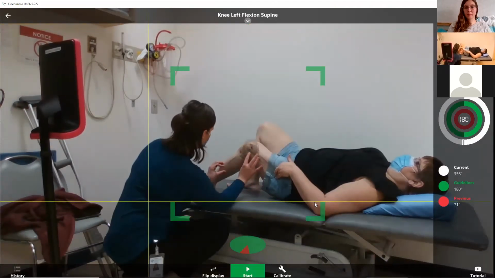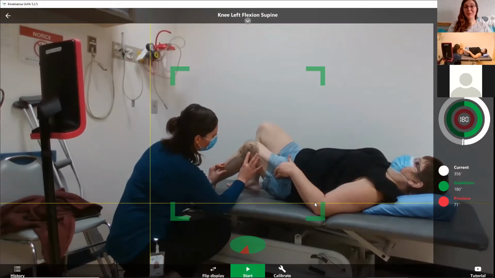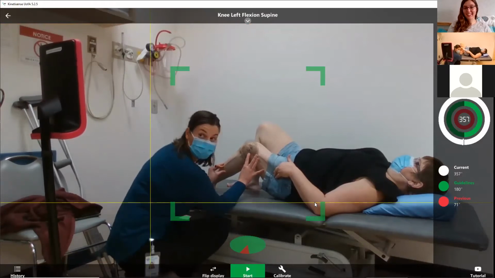Because this is research, we verify the Kineticsense measurement with a goniometer, but they are proving to be accurate more often than not. You can also see in this clip how much Rochelle and Danny communicate.